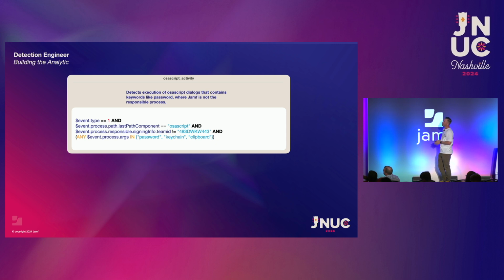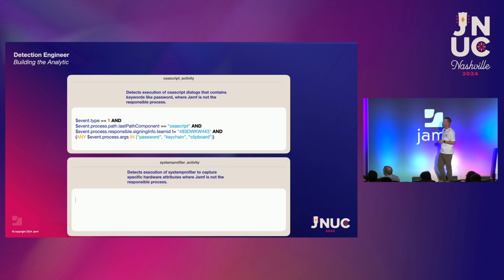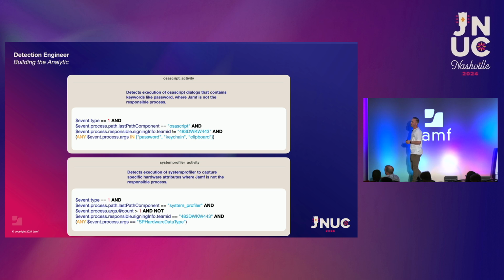Cool, so we have that in place, but in the background, I've created another analytic where we are going to monitor system_profiler being invoked by a responsible process that is not Jamf. System profiler is also a binary that is shipped within macOS, and it allows any user to get lots of hardware-related information. In many cases, this is also used by adversaries to do discovery on a device. Is it a VM? Is it a physical device? What's the serial number? And so on.